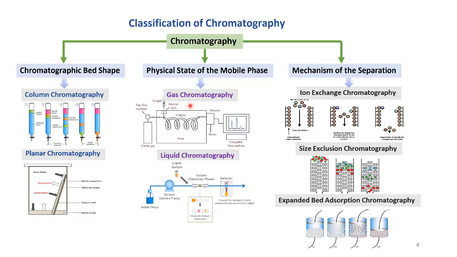On the basis of the state of the mobile phase, it can be in gas form or liquid form. Then, depending upon the mechanism, as I told you, there is ion exchange or size exclusion. In ion exchange, we separate on the basis of cation and anion. In size exclusion, the larger particles will flow first, and then the smaller particles will flow. I will show you why it is like that: the larger will flow faster compared to the smaller. And then we have the expanded bed absorption technique.